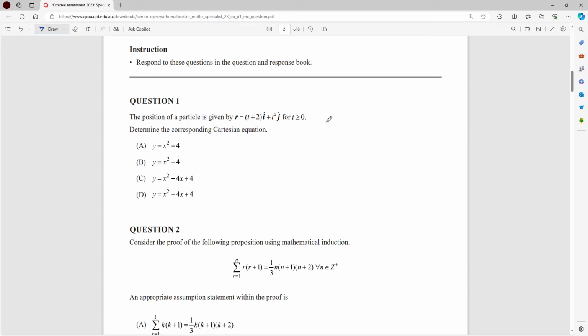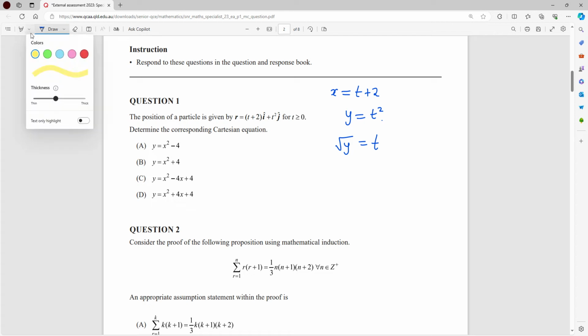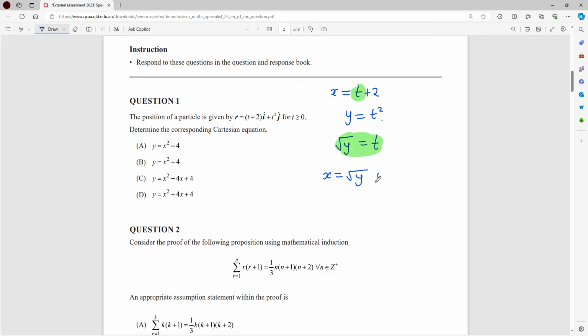So we get two equations from this. We know that this is the x value, so x is equal to t plus 2. And we also know that y is equal to t squared. So what we can do is make t the subject and substitute it into the other one. We need to get t by itself, so square root both sides. You have the square root of y equals t. Now we're not even going to bother writing plus or minus because we're going to get rid of that shortly, and we're just going to substitute this into here. So we'll get x equals the square root of y plus 2.